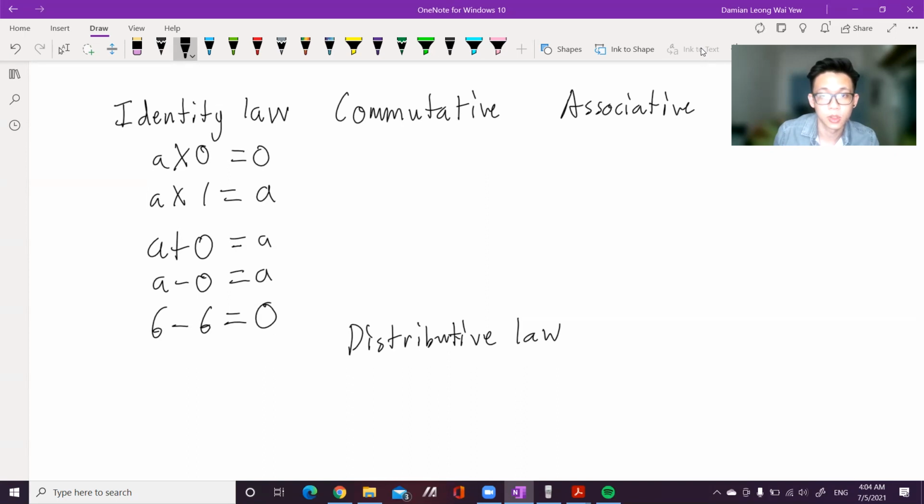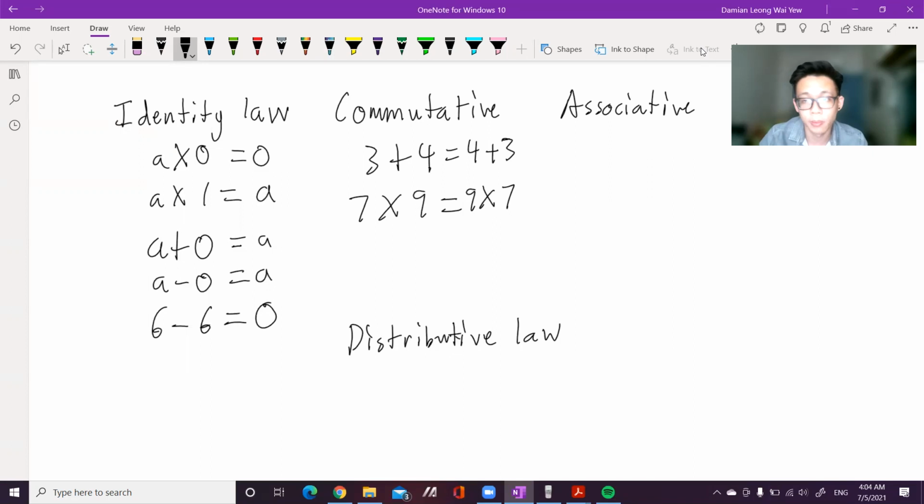So it means if I have 3 plus 4 or 4 plus 3, it is basically the same thing. It doesn't matter which one comes first, it's the same thing. Same goes for times. If I have 7 times 9 and 9 times 7, it's the same thing. That is commutative law. Okay.